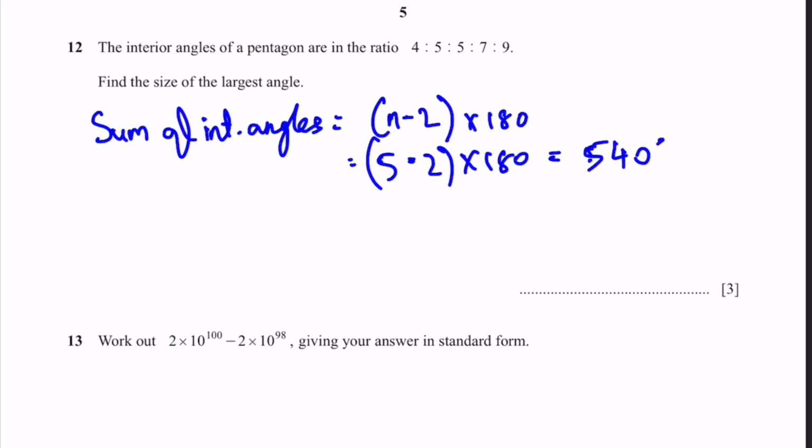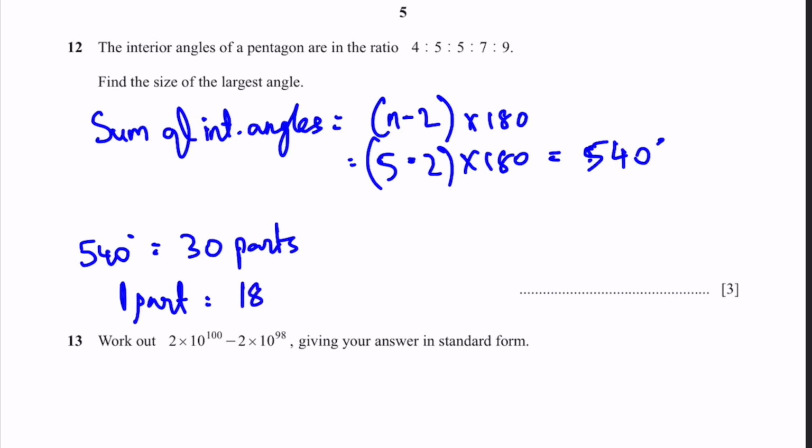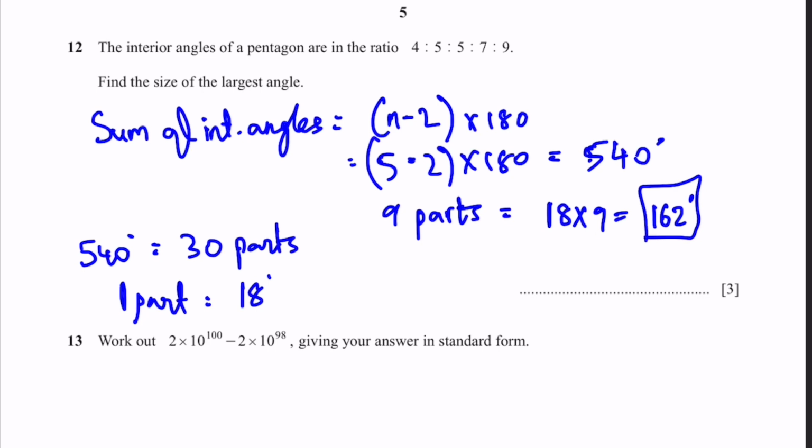And that's in degrees. Now, 540 is how many parts of the ratio? 540 degrees is equal to 4 plus 5 plus 5 plus 7 plus 9, which is equal to 30 parts. So 1 part is equal to 540 divided by 30, 18 degrees. 9 parts for the largest angle is equal to 18 into 9, which becomes 162 degrees. That's the largest angle.